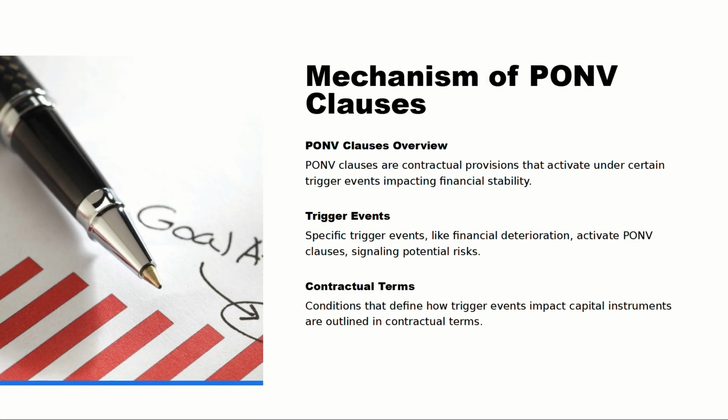Mechanism of PONV clauses. PONV clauses overview. PONV clauses are contractual provisions that activate under certain trigger events, impacting financial stability. Trigger events. Specific trigger events like financial deterioration activate PONV clauses, signaling potential risks. Contractual terms. Conditions that define how trigger events impact capital instruments are outlined in contractual terms.